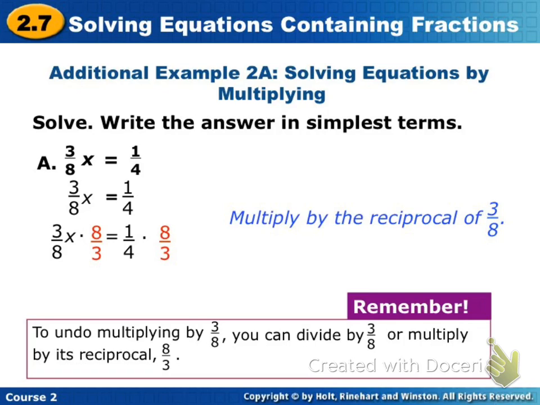Because the 3's will cancel out on the left, the 8's will cancel out, we'll be left with x by itself, that's isolating the variable. Then for multiplying the fractions on the right, 1 times 8 over 4 times 3. You can cross cancel before you multiply to get your solution of x is equal to 2/3.